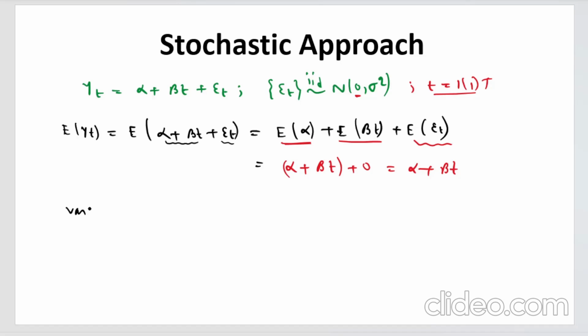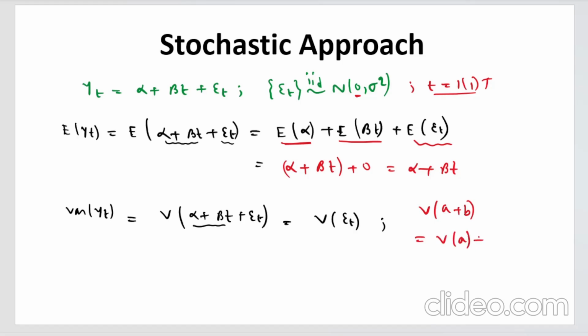Now you find out the variance of yt. What is the variance of alpha plus beta t plus epsilon t? Now the variance of a constant is 0 simply. So it will be simply the variance of epsilon t, right? So this part we are not considering. Variance of a plus b, okay, let me write the formula here. What is the variance of a plus b? Variance of a plus variance of b plus 2 covariance of ab, right? This is the formula, so you can consider this to be a and this to be b. So here this is a, this is b.